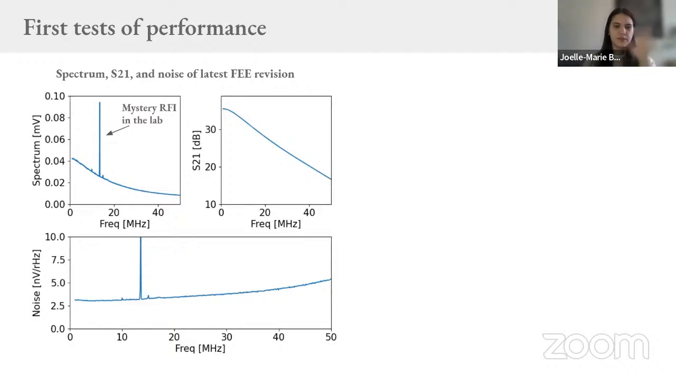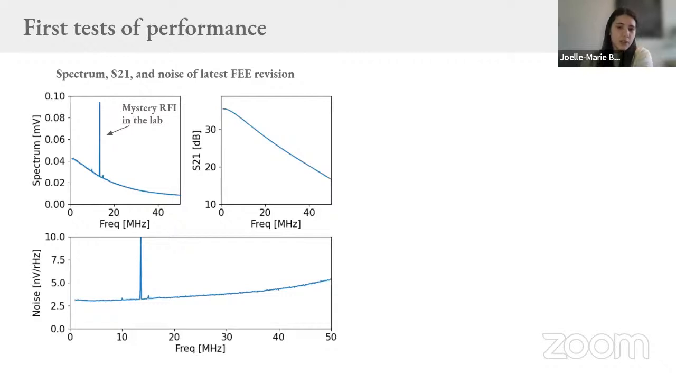And so here on the left, I'm showing the spectrum of the latest revision on the top panel, featuring a mysterious source of RFI in our lab that we haven't been able to track down yet. And on the top right panel is the S21, or the gain of the board. And then finally in the bottom is the noise spectrum, which is a combination of the 2 top plots.